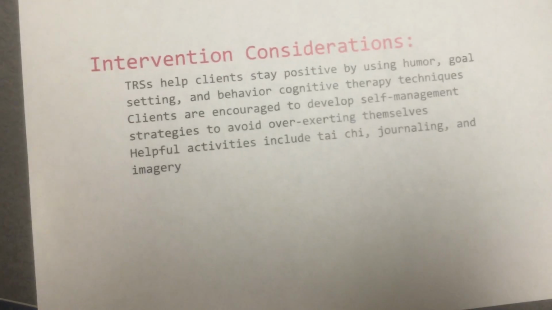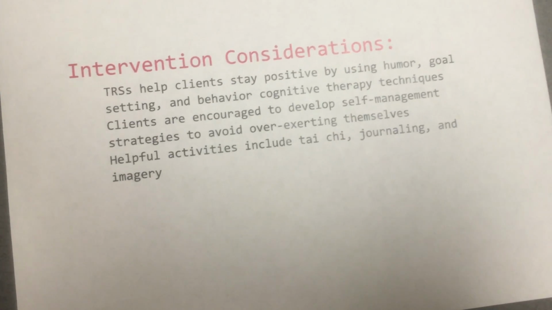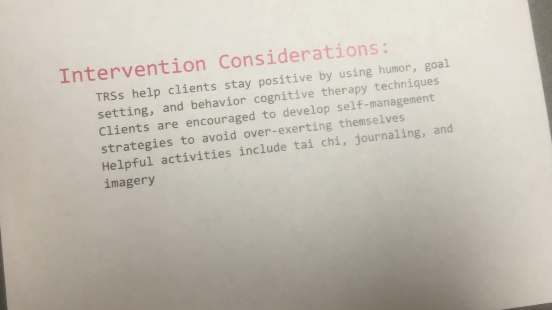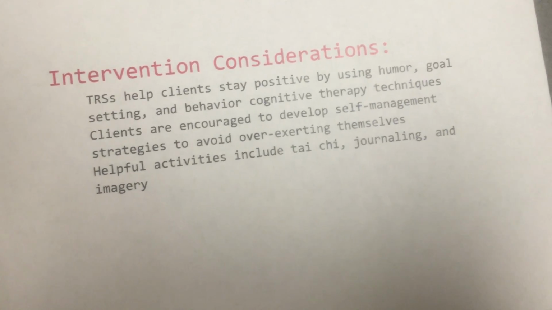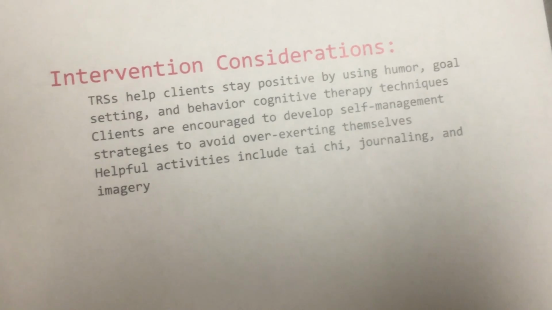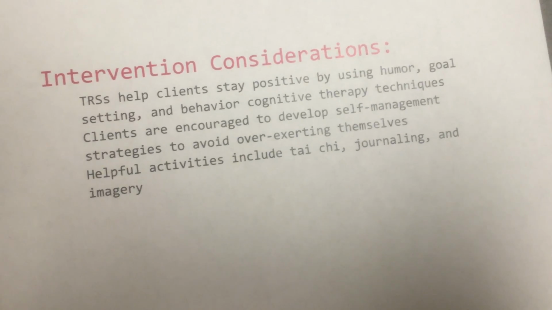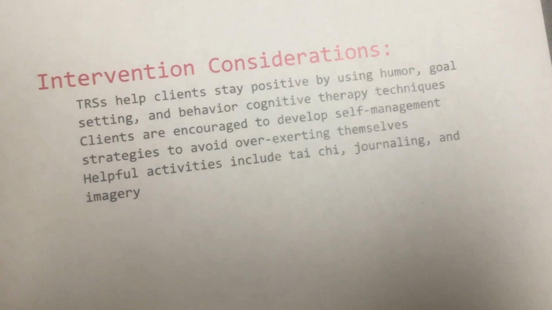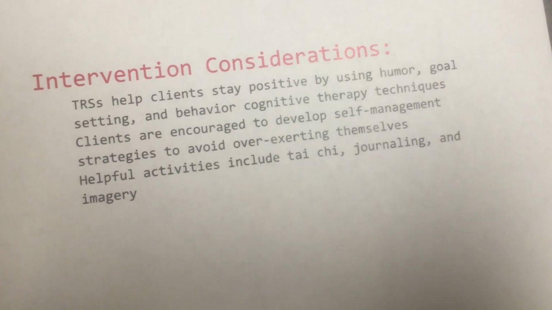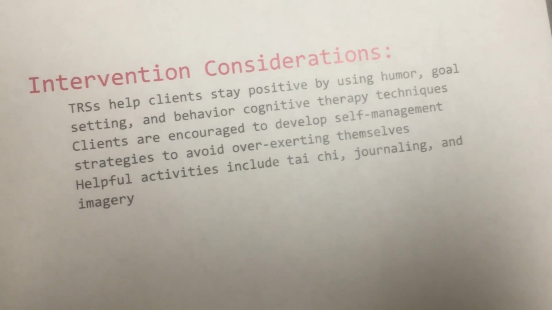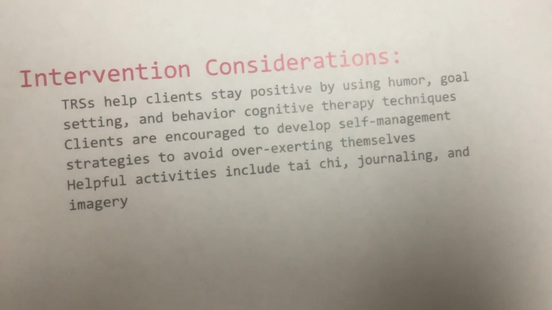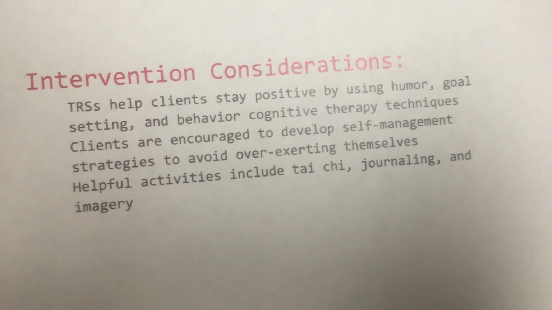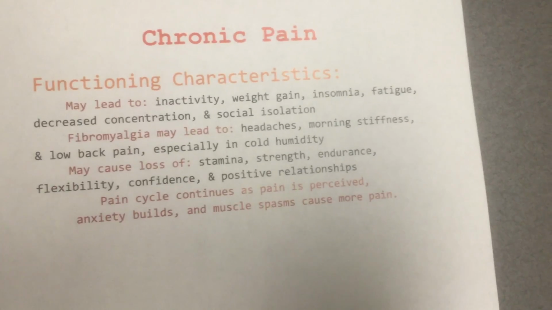Some intervention considerations to remember are that the TRS in this situation is mainly focused on helping the client to stay positive through use of humor, goal setting, and cognitive behavioral therapy. Clients are also encouraged to develop self-management strategies so that they can know what their limits are without the help of the TRS. Some helpful activities to do with your clients could be Tai Chi, journaling, or guided imagery.